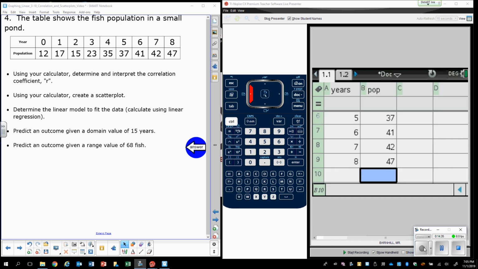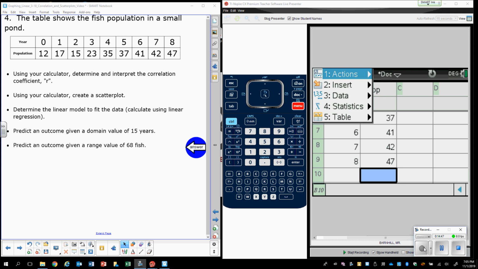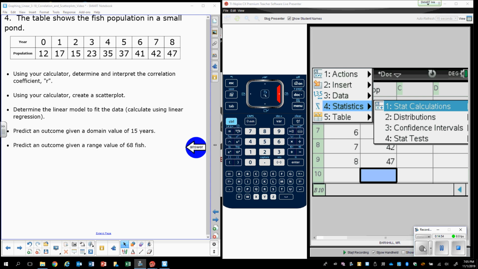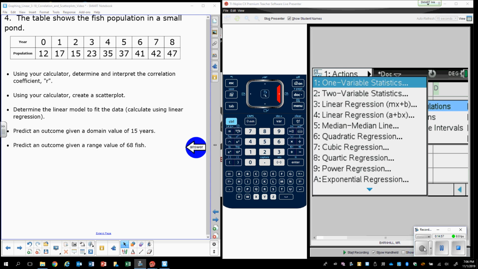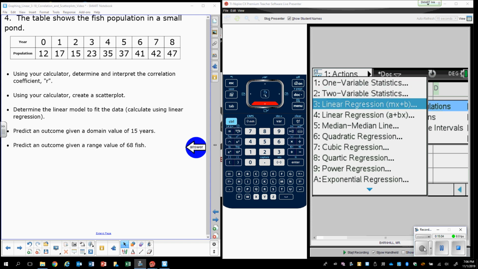We're going to go back to our table, and now we're going to use this to get our line of best fit. So from the table, we're going to press Menu. Menu's underneath Document, currently highlighted for you. So you're going to press Menu. We're going to go into Statistics, and we're going to go to Stat Calculations. When we're in Stat Calculations, it gives us a bunch of options here. We're going to select the third one, which is linear regression. This is going to give us our line of best fit. This is also going to tell us our correlation coefficient.